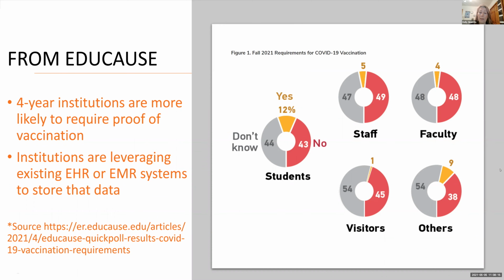You can see a graph highlighting whether students, staff, faculty, visitors, and others would be required to have a vaccination in order to attend campus. What EDUCAUSE found in this survey was that institutions are leveraging existing EHR or EMR systems that they already have on campus to store that data. And of course, when you get the recording, you will have access to these links as well.